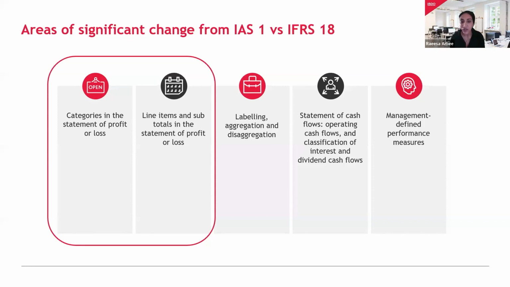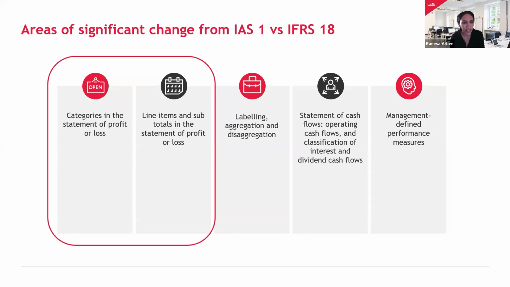Specifically, IFRS 18 introduces 2 new subtotals, being operating profit or loss, which is a subtotal of all your income and expenses that are classified as operating. And then we've got a subtotal called profit before financing and income tax, being a subtotal of operating profit or loss and all your income and expenses classified as investing activities. And this doesn't apply to the financial services sector.